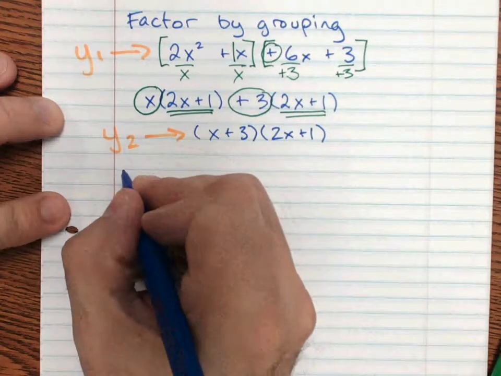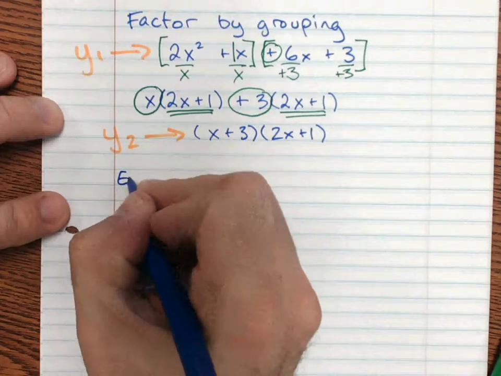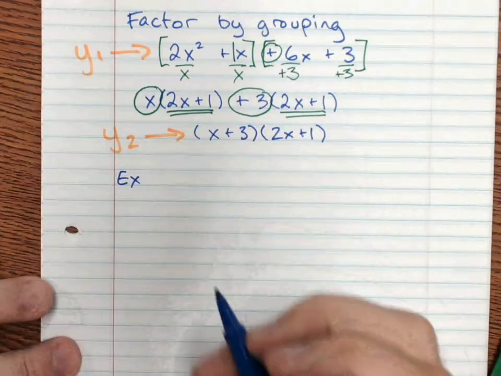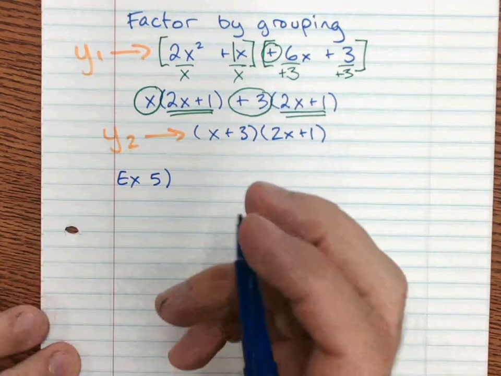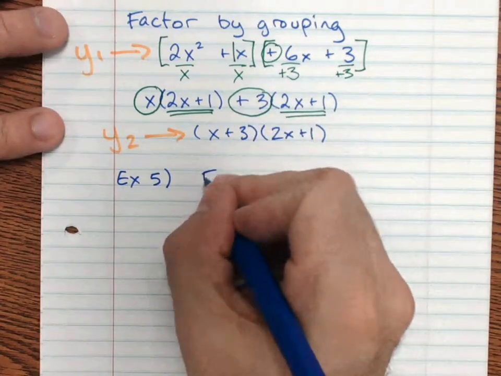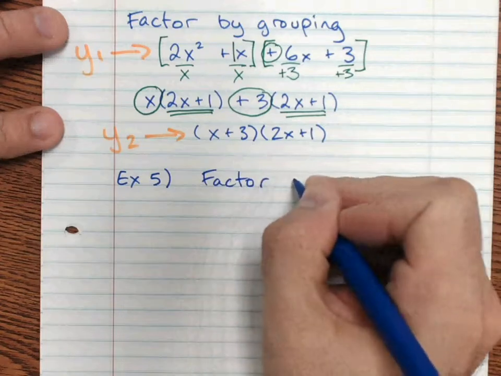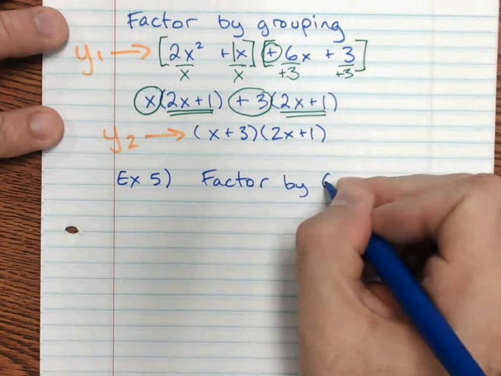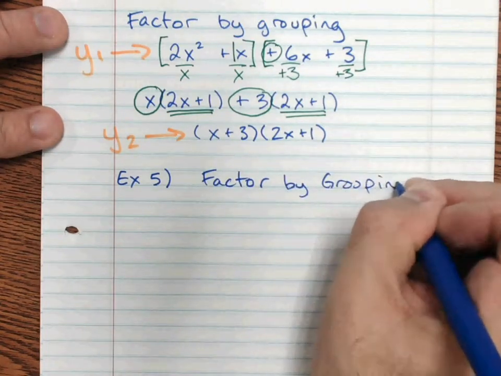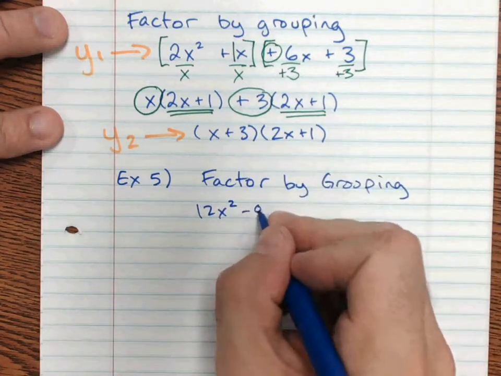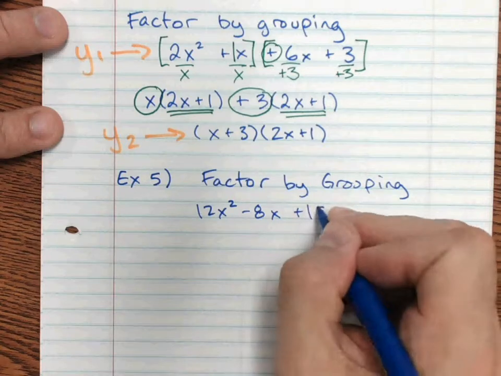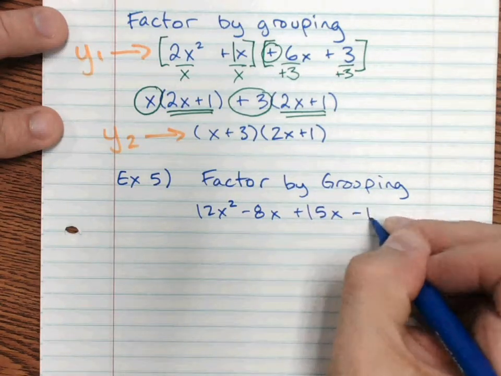Now, our next example is going to be very similar. This would be example number 5. The last one should have been 5, but I forgot to number it, so we'll just number this one. And we are going to factor by grouping 12x squared minus 8x plus 15x minus 10.